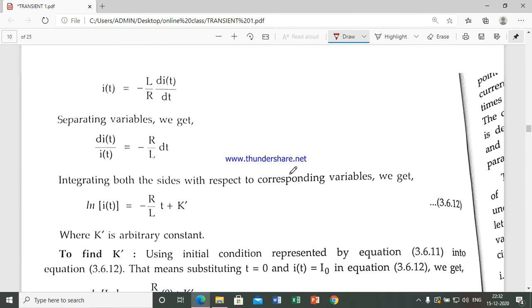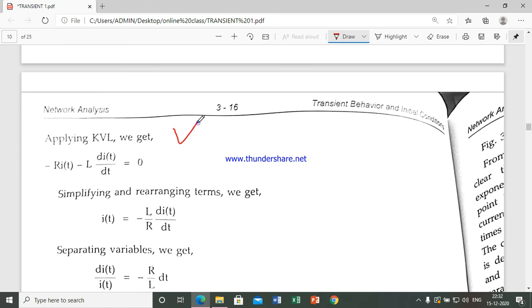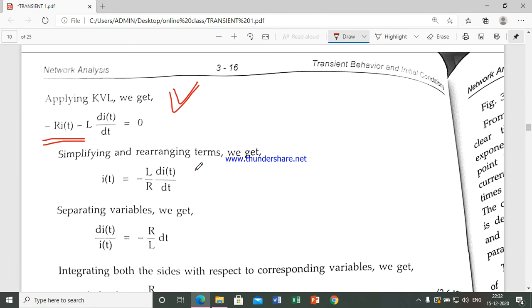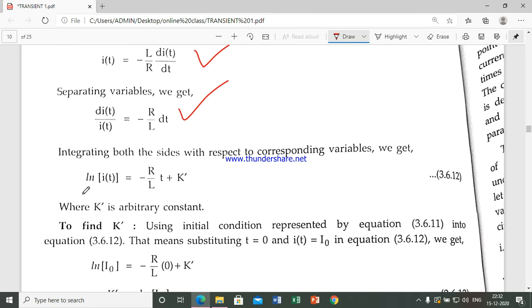Next we can apply KVL for this circuit. The energy stored in the inductor tries to get discharged, and you don't have any voltage source for this circuit. So according to KVL you can write minus R into i(t) minus L into di by dt equals 0. You can rearrange this and write the expression for i(t) like this. You can apply ln to this, and you will get ln i equal to minus R by L into t plus k dash.